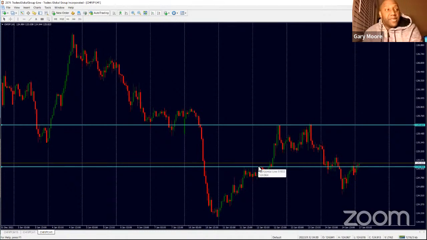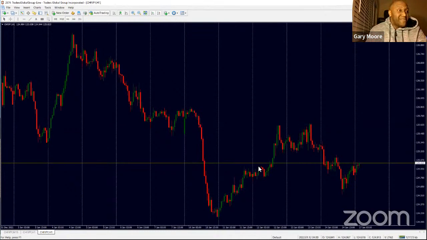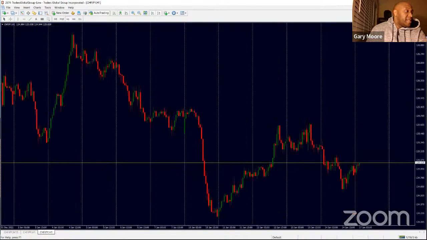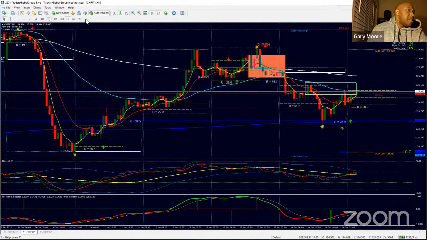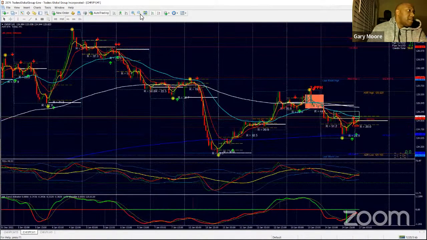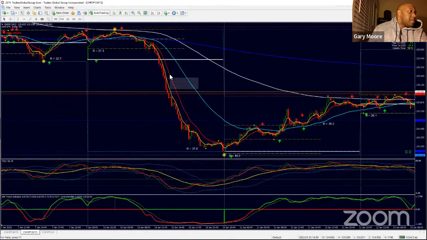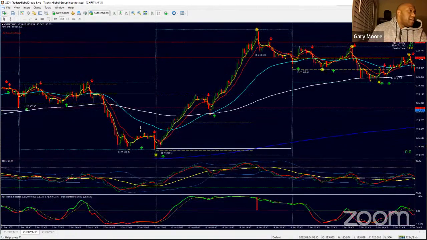Market structure is my foundation. I do trade with indicators, not looking for crosses or anything. I just use them as confirmation. Like for Chef JPY on an hour with my indicators, when was that? That was January 3rd. That was that W. And on the 15, you could see it a lot clearer.